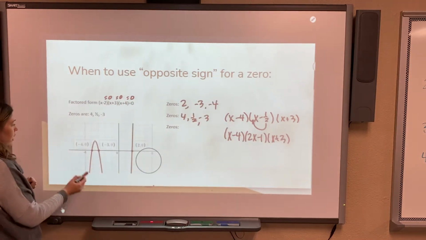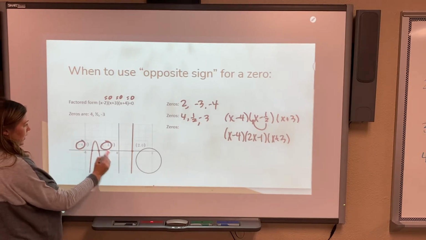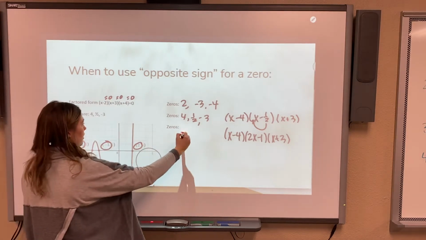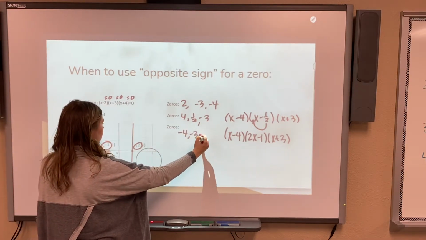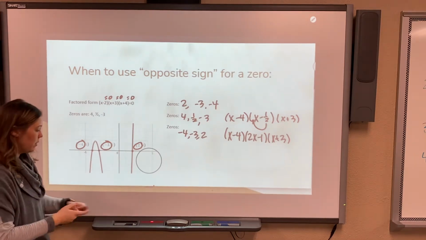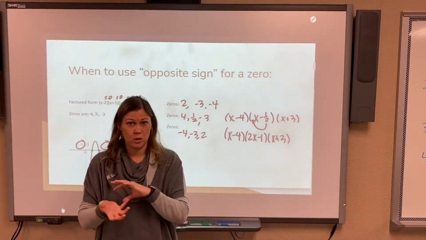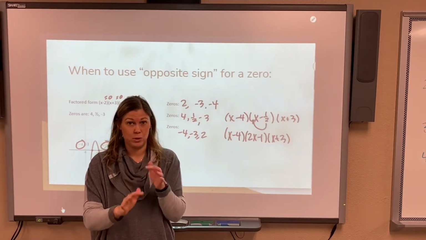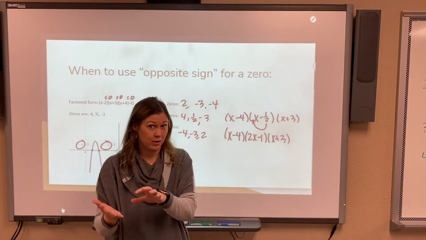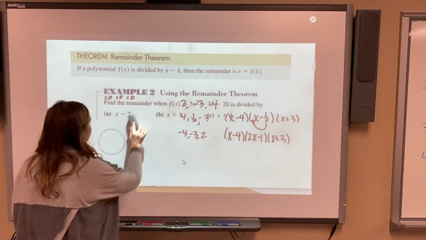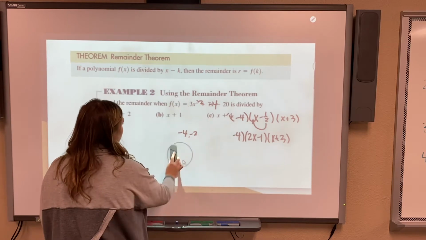And then here, if we have a graph, our zeros are negative 4, negative 3, 2, which is actually the graph of this one. Then your zeros are still negative 4, negative 3, and positive 2. Okay, so make sure if it's in factored form, it's always opposite. And so you should be able to go back and forth between factored form and just listing out your zeros.